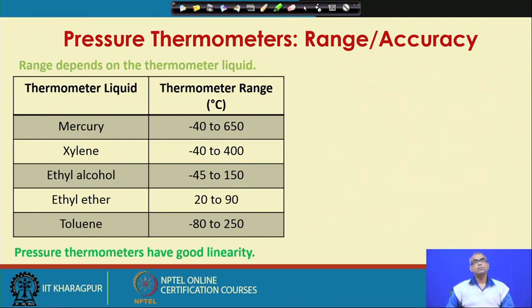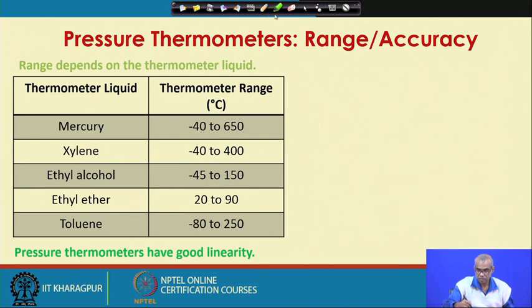So, here are some of the thermometer liquids used in pressure thermometers: mercury, xylene, ethyl alcohol, ethyl ether, toluene. The temperature ranges are indicated. Mercury thermometer can be used from -40 to 650 degrees Celsius, xylene can be used from -40 to 400 degrees Celsius, and so on and so forth.